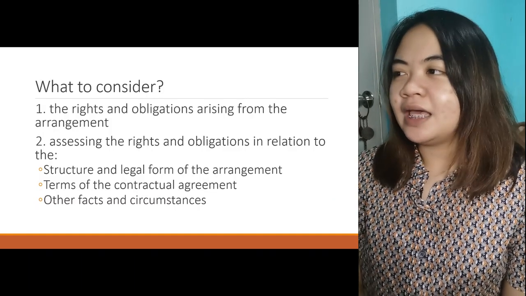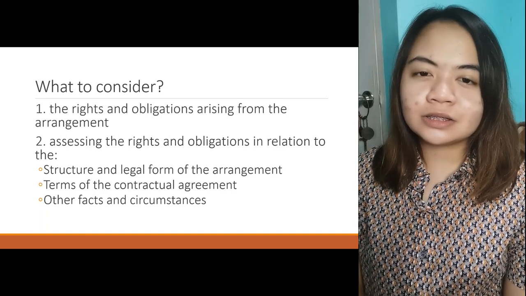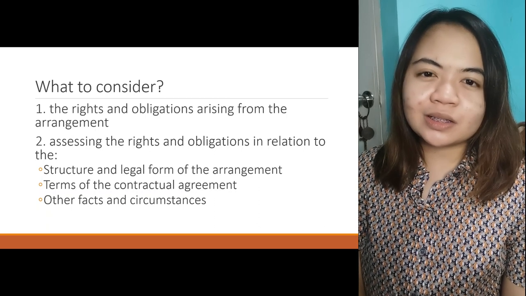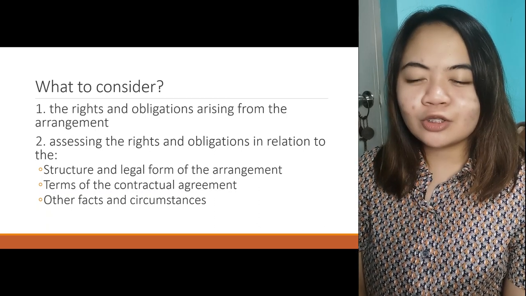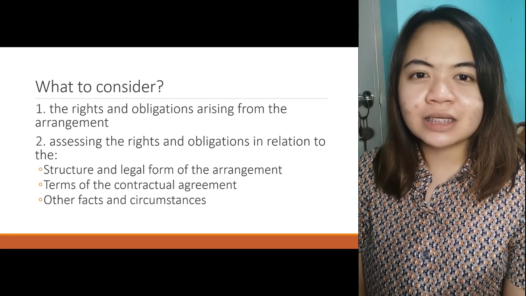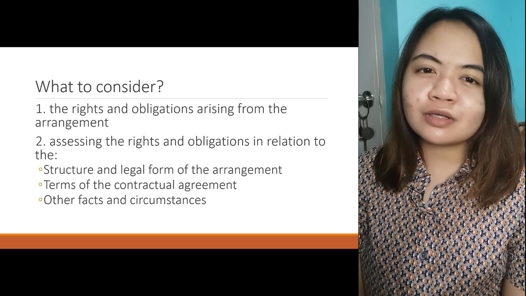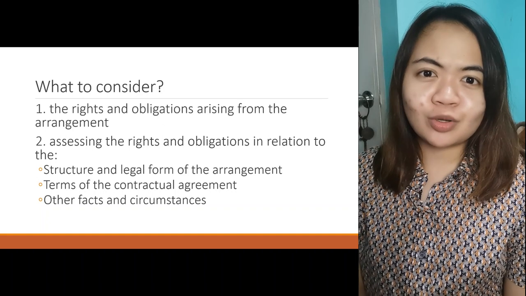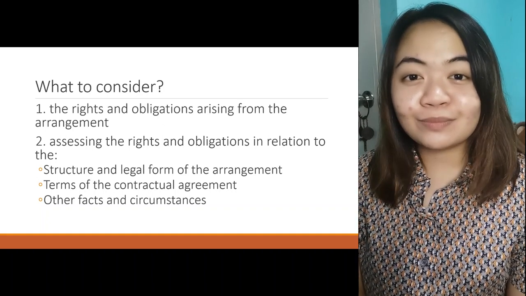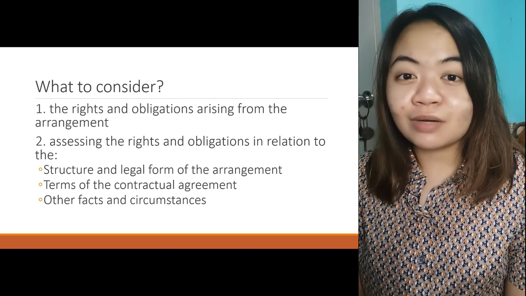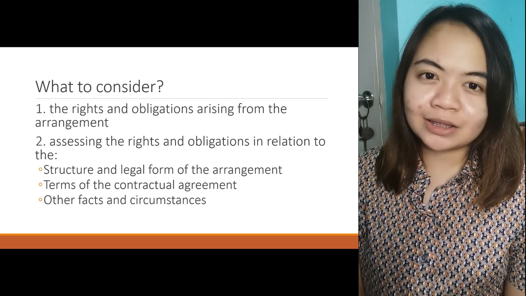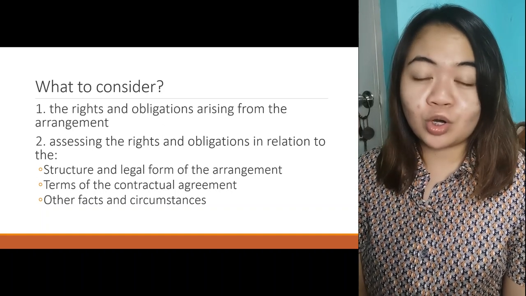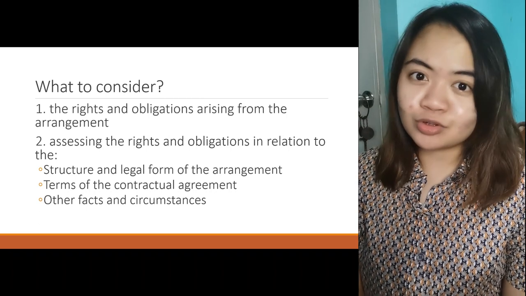Okay, so yan. Then, ano pa yung dapat i-consider in order to classify if the joint arrangement is either a joint operation or a joint venture. Kasi, maaring pwede siyang pumasok na joint venture, pero along the way, nung ina-analyze mo, teka, parang joint operation to. Okay, so the first step in doing this, if you have encountered this in your work, pag ikaw ay accountant na, is to classify if the transaction is actually a joint venture or a joint operation. Okay, why? Kasi magkaiba accounting procedures nila.